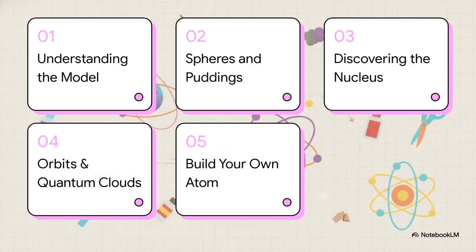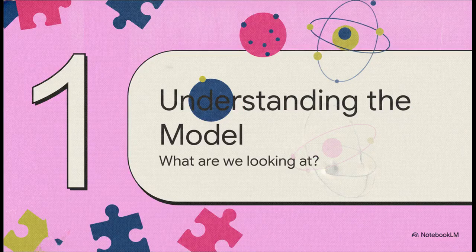All right, here's our quick roadmap for the day. First up, understanding the atomic model. Then, early spheres and puddings, followed by discovering the nucleus. After that, we'll get into orbits and quantum clouds. And finally, we'll wrap up with build your own atom. Let's jump right in. Section 1.